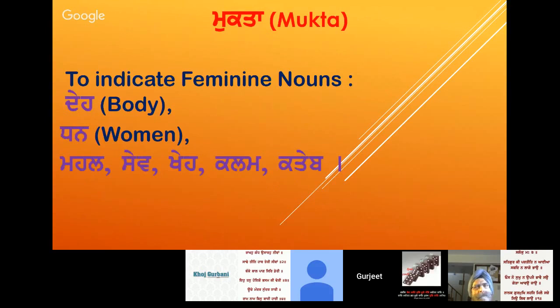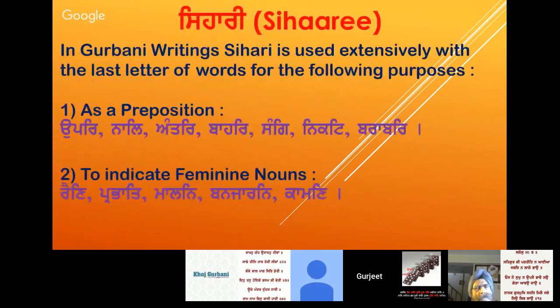We know that Mukta doesn't have any sign, but Mukta in itself shows there is a matra, and it's an indication that these are feminine nouns, like Dehe, Tan, Mahal, Save, K. They're all feminine nouns, and they don't have an onkar, they have just a mukta ending.